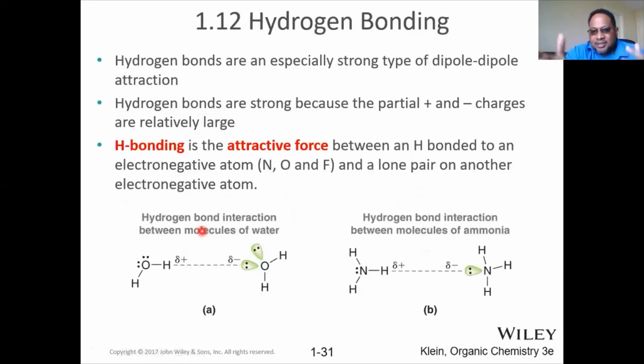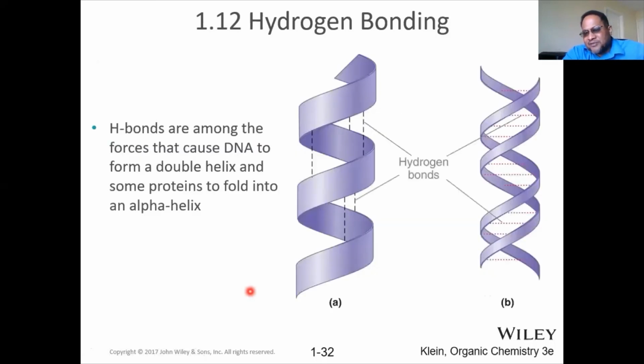Another example, hydrogen bonding. Molecules with hydrogen bonding have a stronger affinity to each other, so they will have a higher boiling point than molecules that don't have hydrogen bonding. And likewise, in terms of application, in your DNA, you see that the different bases are connected by hydrogen bonding. Also in your alpha helix and your beta sheets.